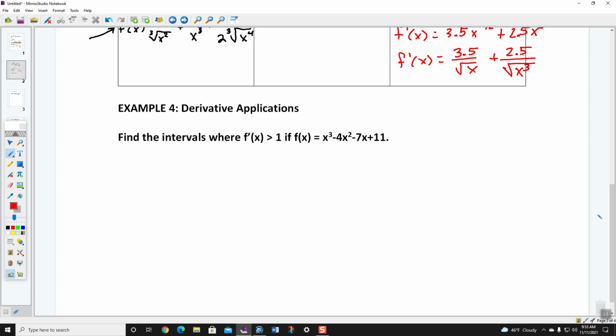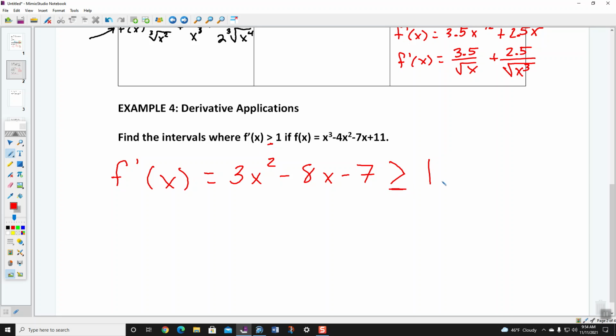So let's start with f prime of x. What would f prime of x be in this problem? 3x squared minus 8x minus 7. Okay, so we have f prime of x, and we want f prime of x to be greater than 1. Probably this should say greater than or equal to, so put an equal sign underneath that.